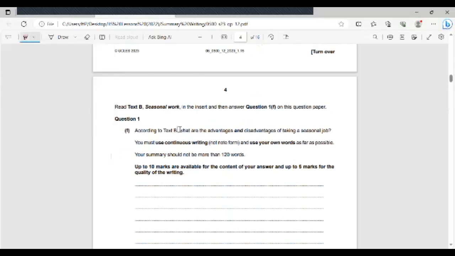What makes a double barrel question? Because it has two points of focus. The first focus is advantages. The second focus is disadvantages of taking a seasonal job. So basically, there are two points of focus. Now, let's turn to the text.